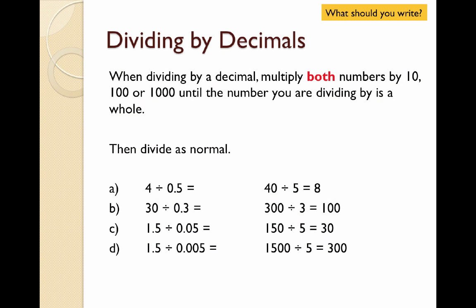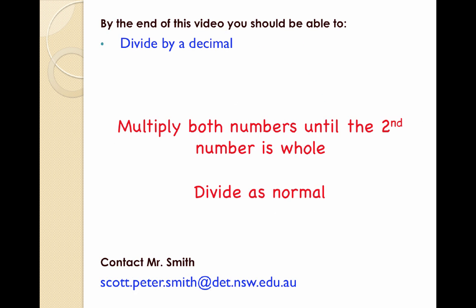So what should you write? A heading, dividing by decimals, and then the rule: when dividing by a decimal, multiply both numbers by 10, 100, or 1000 until the number you are dividing by is whole, then divide as normal. It's then a good idea to write down those 4 examples that I did with the working out and what they equal. And that's it.